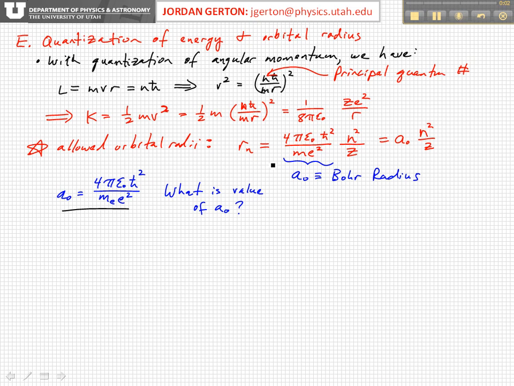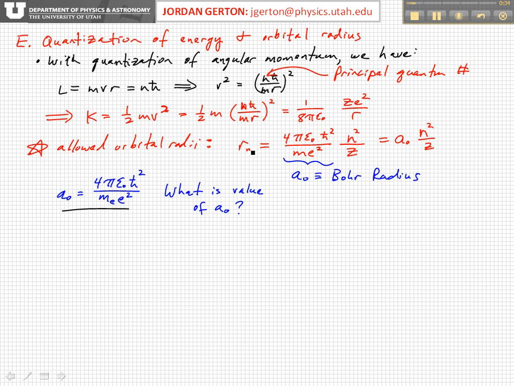Okay, so we now have that the orbital radii for the electron are quantized. They can only take on discrete values given by this relationship here, and traditionally we designate this collection of constants, 4 pi epsilon naught h bar squared over m e squared, where m is the mass of the electron and e is the charge of the electron, with a name. We call it the Bohr radius, and we give it the symbol a sub 0, or a naught.